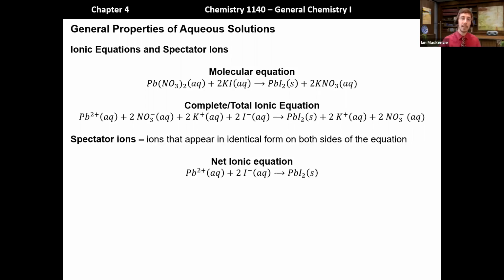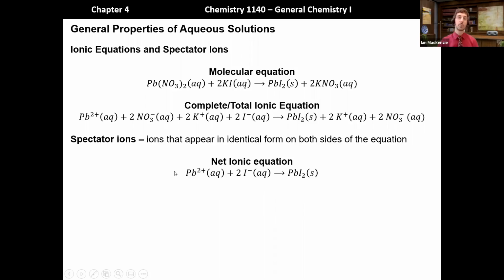And so if we cancel out those spectator ions, if we simply remove them, so there's the same number on both sides, I just cancel them just like I would in mathematics, then I'm left with what's known as the net ionic equation. This shows the actual ions that are participating in the reaction. And here we have lead ions on the left with iodide ions on the left. They come together to form the lead iodide precipitate, which is no longer broken up into its ions. And so this is the net reaction that's actually occurring.